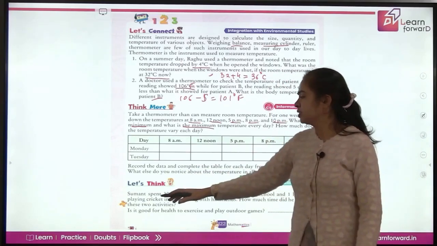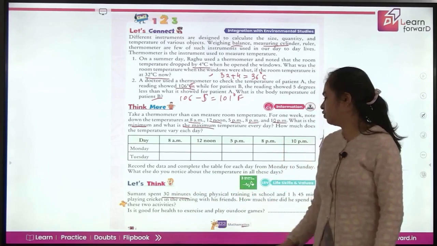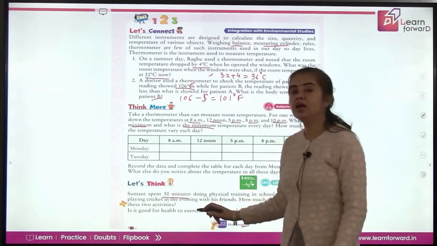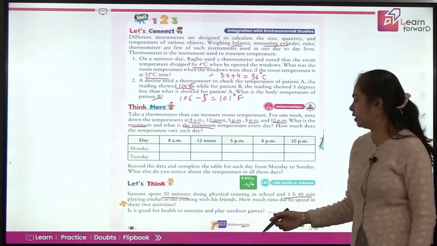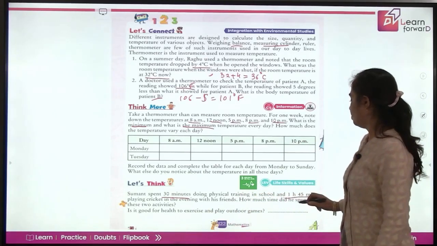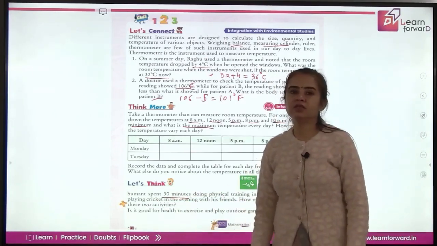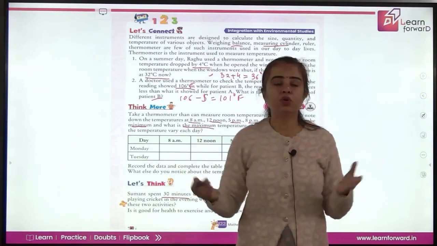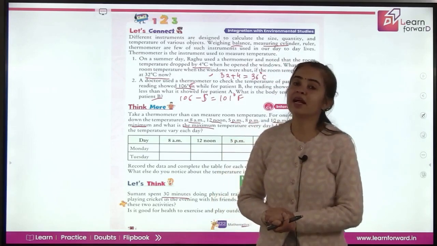Now let's think exercise. Sumant spent 30 minutes doing physical training in school and 1 hour 45 minutes playing cricket in the evening. That's a good physical exercise. How much time did he spend in these 2 activities? So do you think doing exercise, playing outside is good for health? Yes, that is really very good.